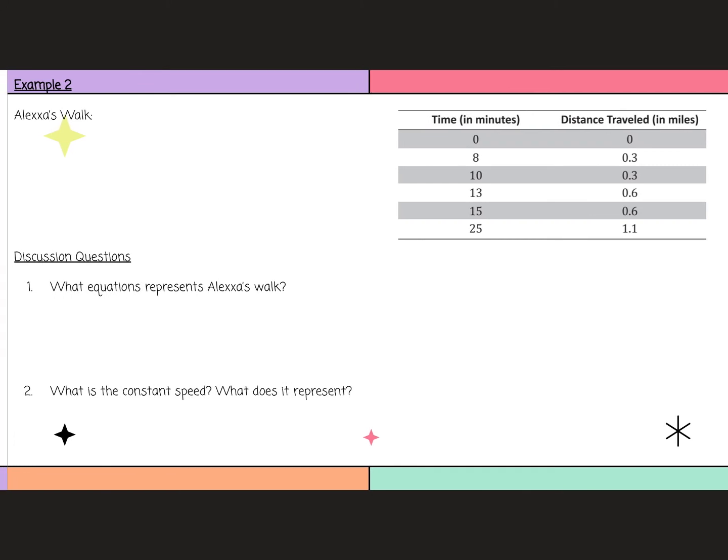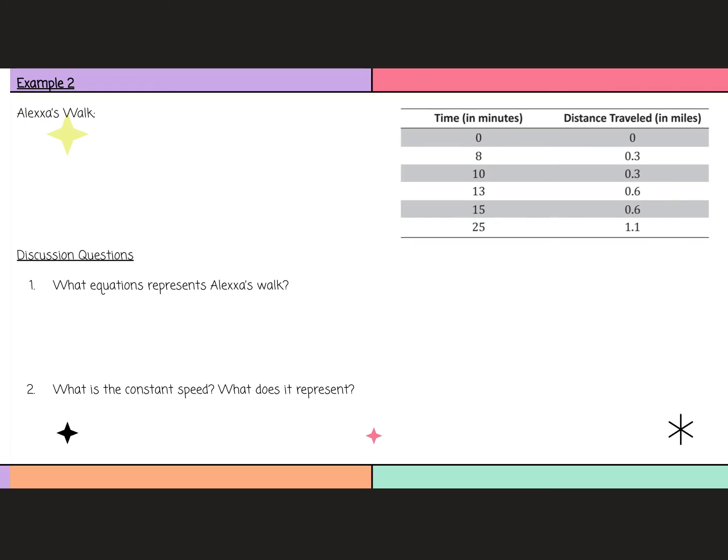All right, so looking at example 2, similar to what we did in the previous one, we came up with an equation. We're going to do the exact same thing here. So Alexa's walk. We have our time in minutes and we have the distance traveled. The first thing is we're going to look at what equation represents Alexa's walk. Based on this, again, we're going to use that proportionate relationship. So we have our x, which is our time in minutes, and we have our y, which is the distance traveled. So we're going to go ahead and set up our proportion.